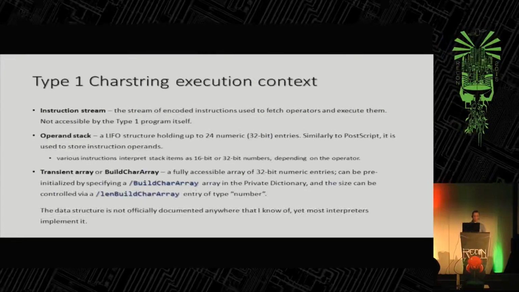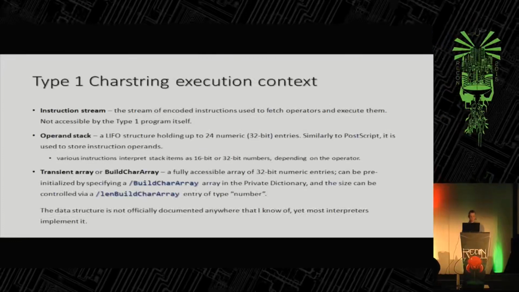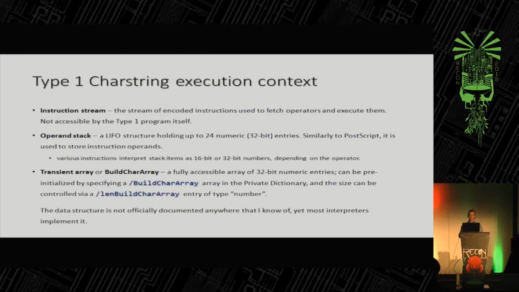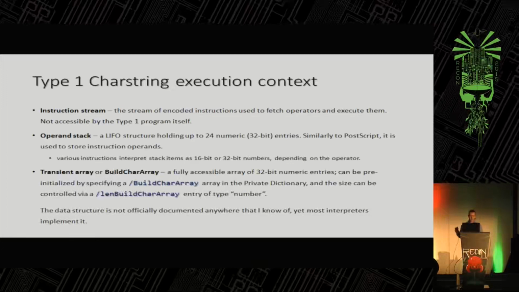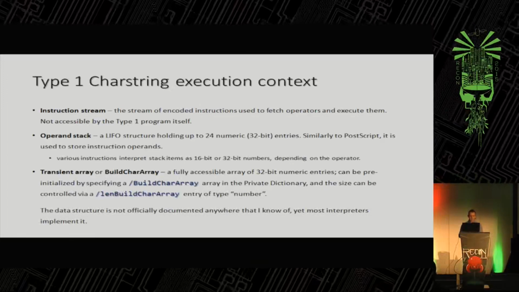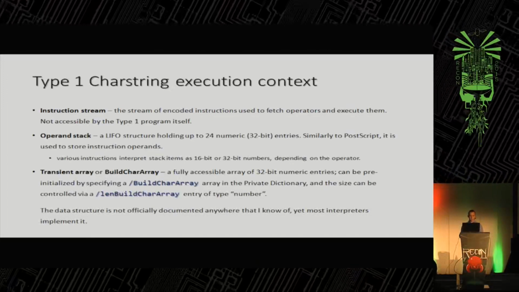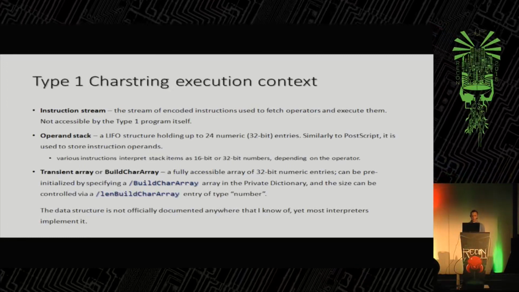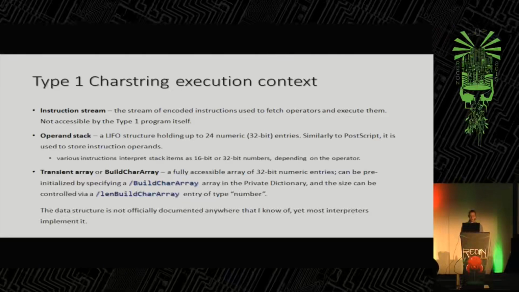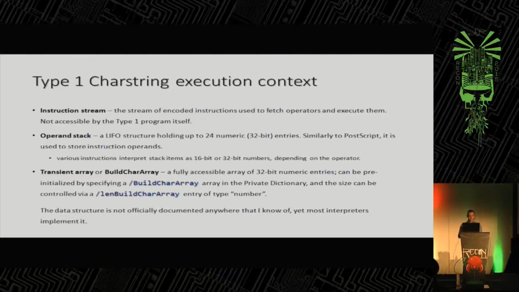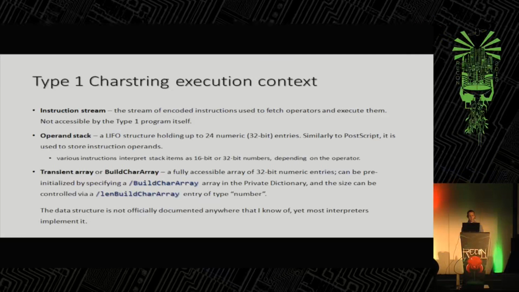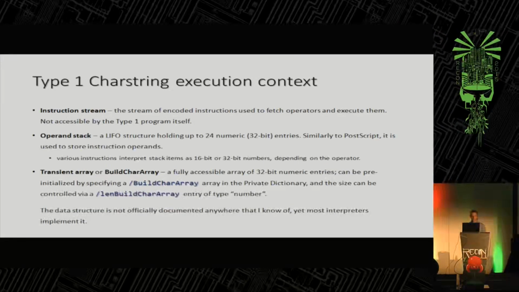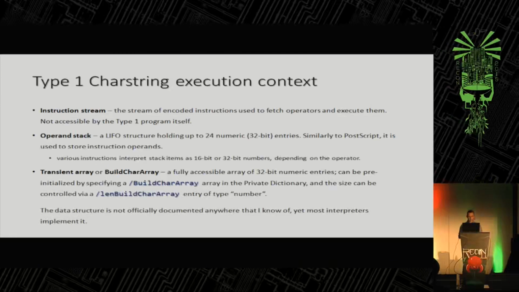So overall, the execution context of char strings in Type 1 consists of three main parts. We have the instruction stream, which is basically a buffer with all of the instructions that are encoded inside of the Type 1 file. Then we have something called the operand stack, which is basically the stack that we also have in PostScript. In Type 1, it is able to store up to 24 numbers, which are 32-bit. Interestingly, various instructions actually take different parts of those values. Some of those use the full 32 bits, and some of those use only 16 bits.